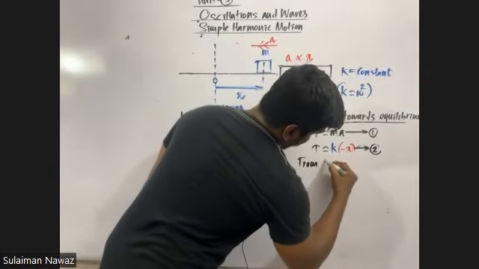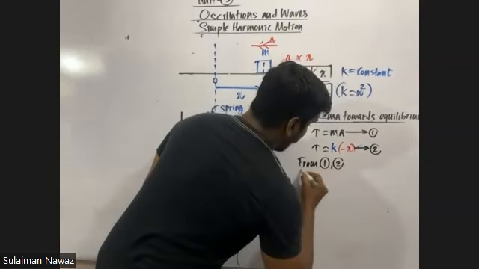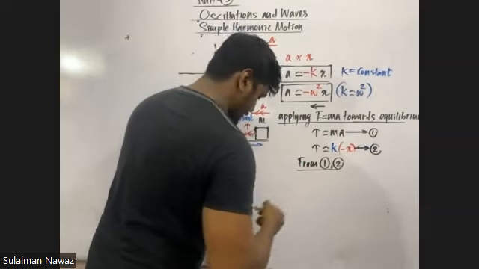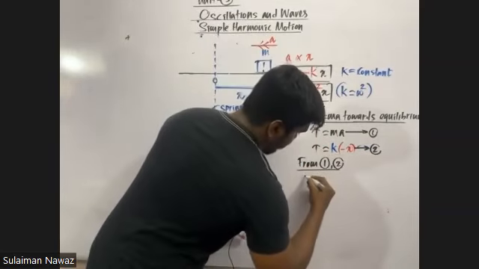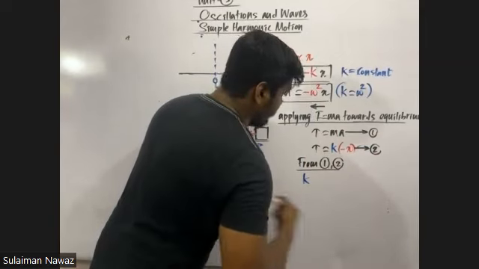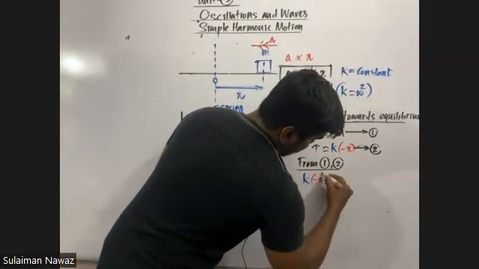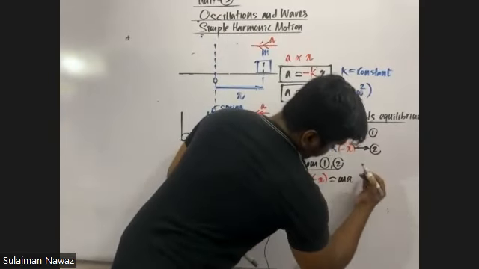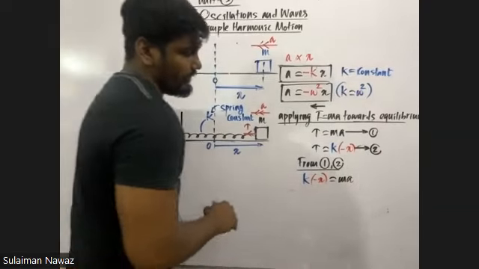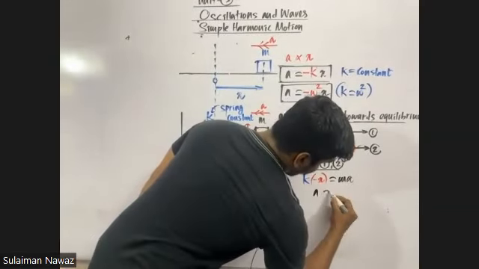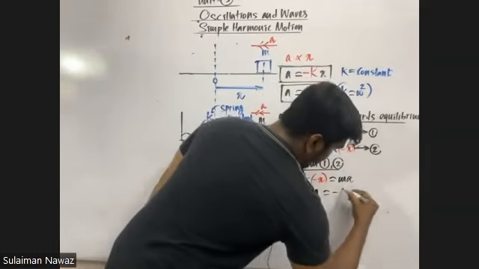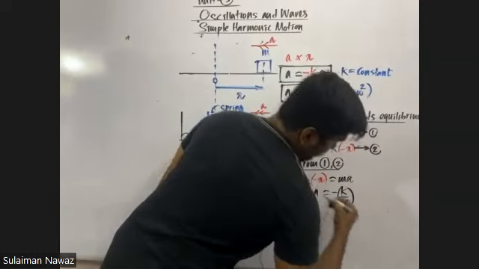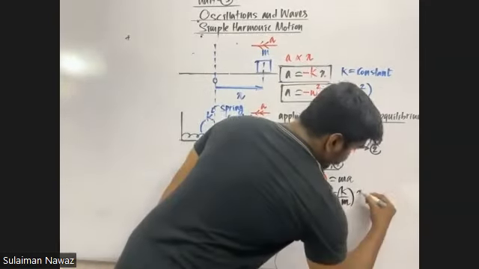From equation 1 and 2, I can say the tension relations are equal. Therefore, I can say minus kx, where K means spring constant, don't misunderstand, equals ma. So when I solve, a equals minus k over m times x.